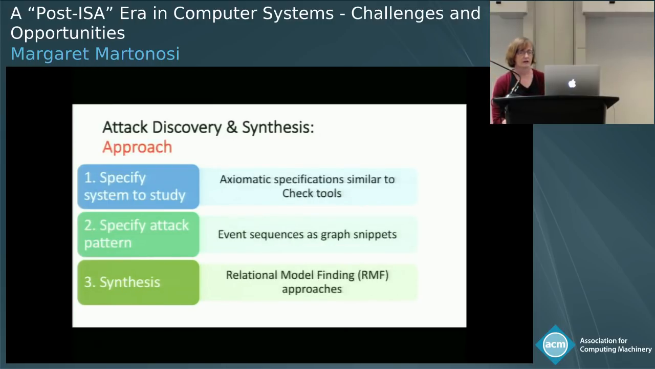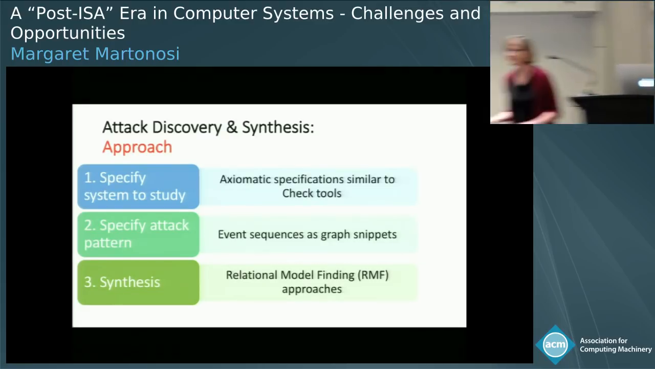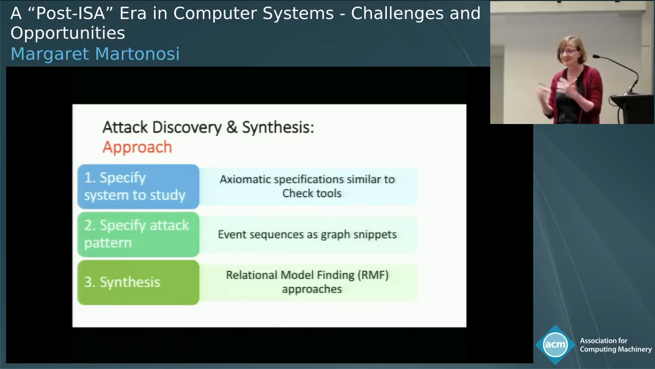So what we did in my group, in research that was led by Caroline Trippel, is we came up with our initial versions of these steps. We have an axiomatic specification that's supposed to say how hardware works. Even better, it's specifically supposed to say about ordering of operations, which is quite useful when you're thinking about these kinds of side channel attacks and vulnerabilities of the type that Spectre and Meltdown were.